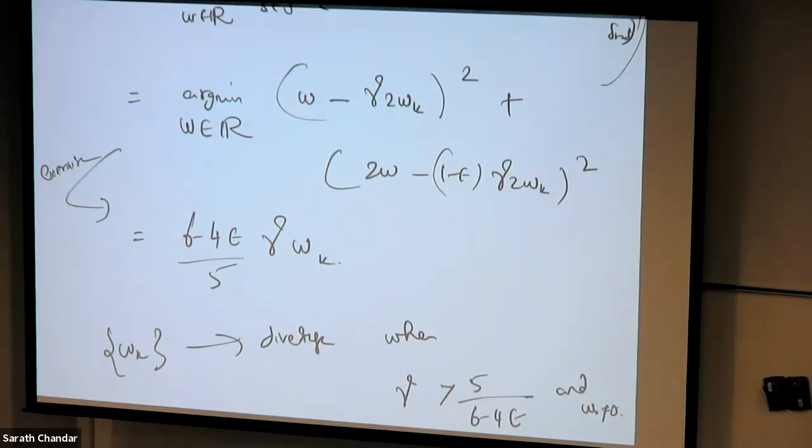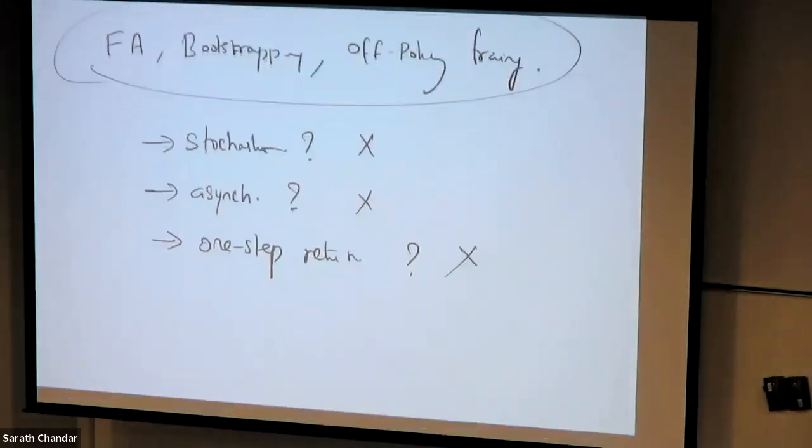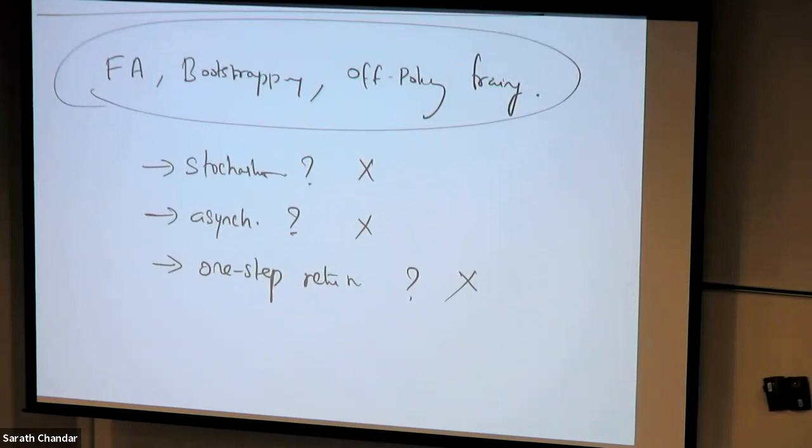This is puzzling, right? Even if I do complete least square instead of one-step return, I will still diverge. Is that clear? So now why is this happening? We're going to discuss it in a little more detail after the break.